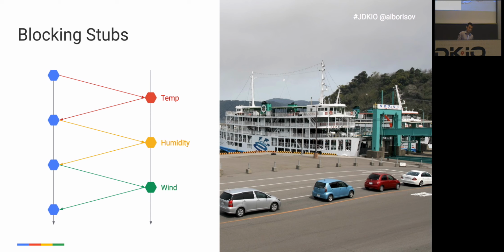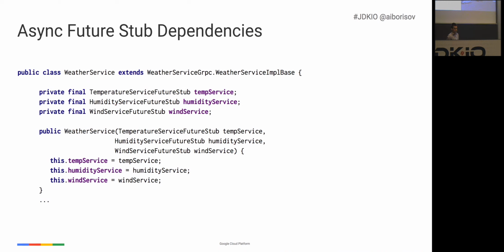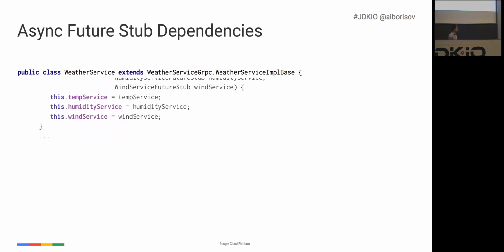But what if we want to scale, if we want to have more requests in flight? For this purpose, we can use non-blocking clients. We can use future stubs or async stubs. Let's do it with future stubs because we haven't seen how to use them yet. We inject them.